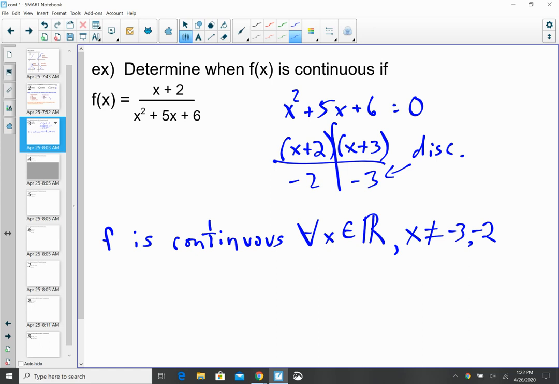Okay, so whenever you see a rational function, look for the denominator equal to 0. Think about the things you can't have. The answer is what can you have? All right, now let's look at some other things.